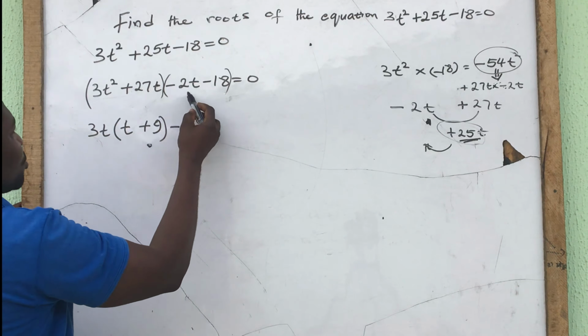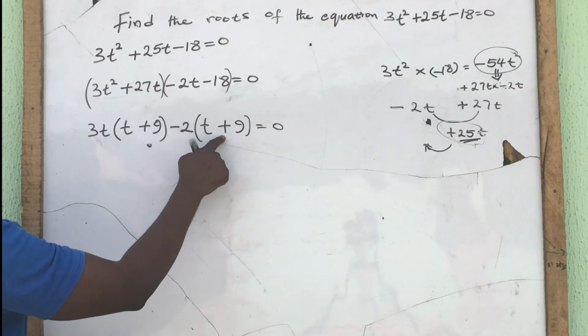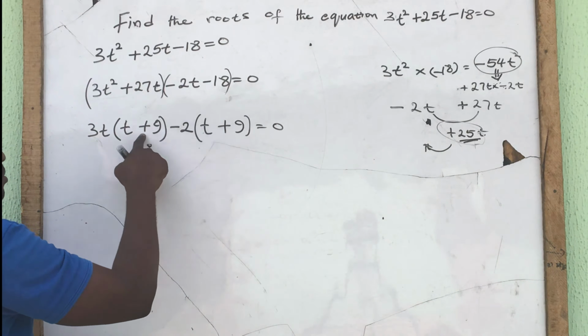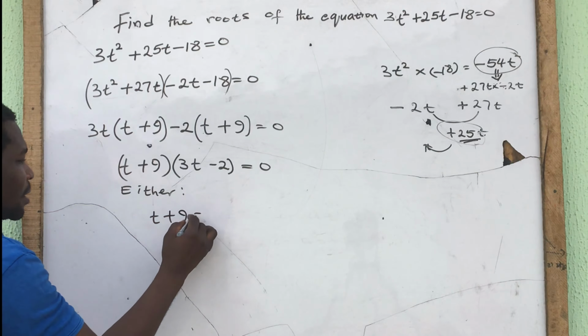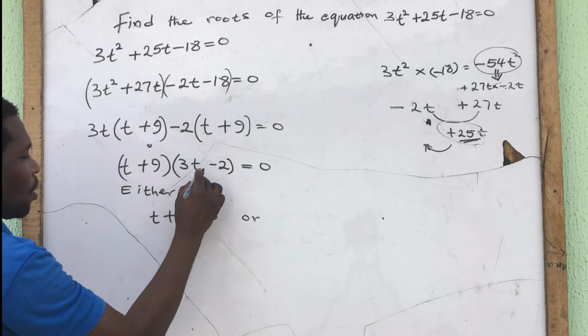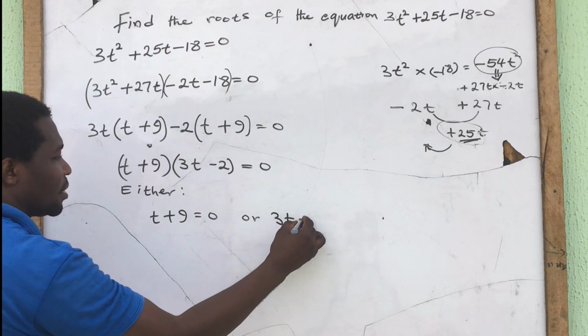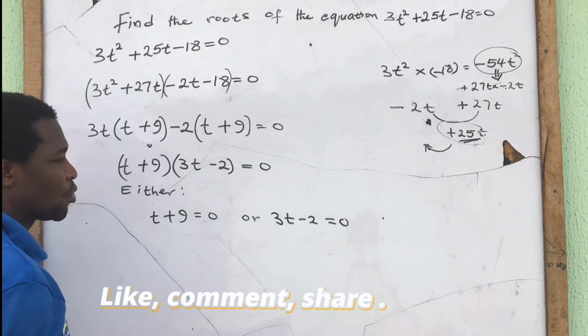So minus 2 times t, minus 2t here, and t plus 9. T plus 9 is a common factor. So therefore t plus 9, then what remains? 3t minus 2 equals 0. Then either t plus 9 equals 0 or 3t minus 2 equals 0.